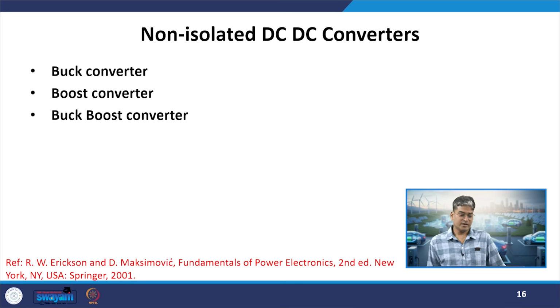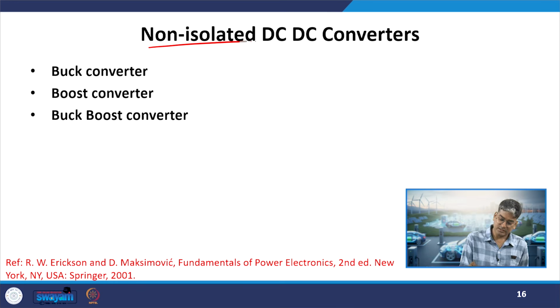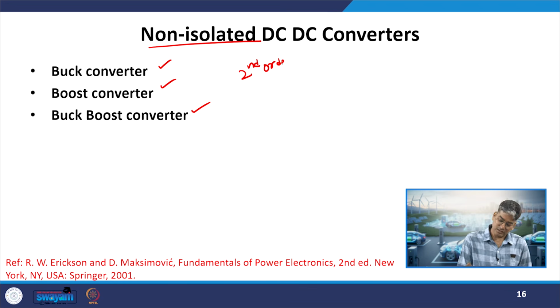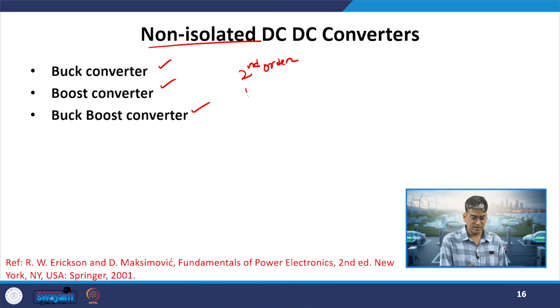Till now we were discussing non-isolated DC-DC converters. What are the types which we have seen? Buck, boost and buck-boost converters we have seen. All these belong to the second order systems. Why? Because they had one inductor and one capacitor, two charge storing elements, so they were second order systems.